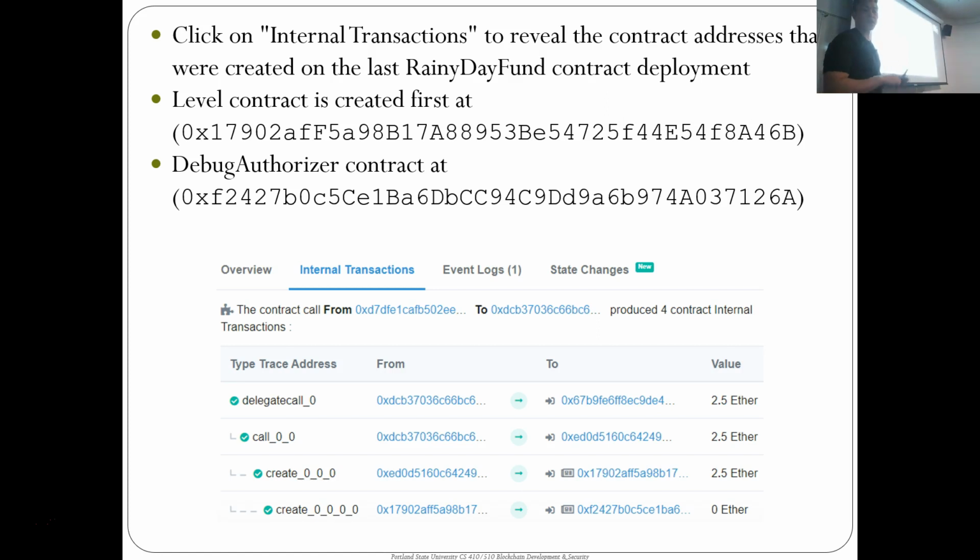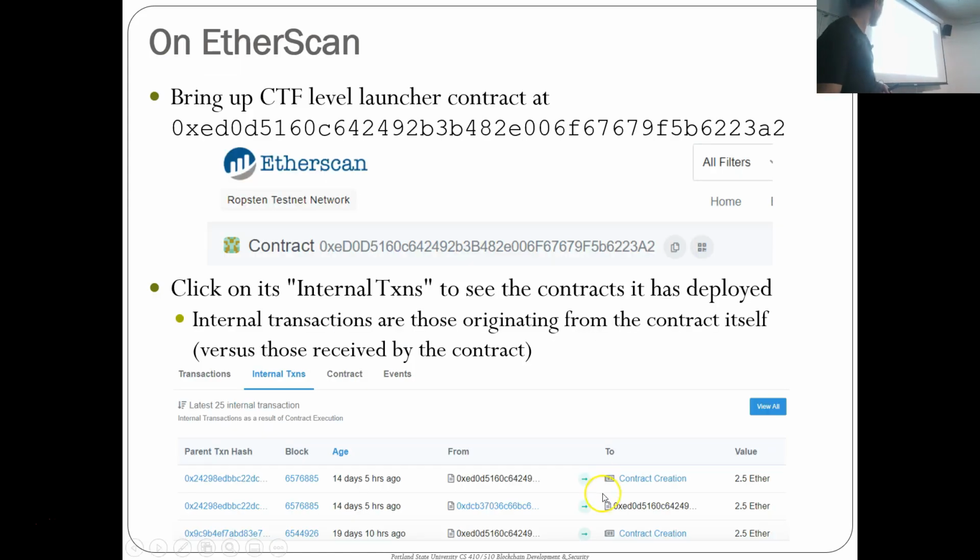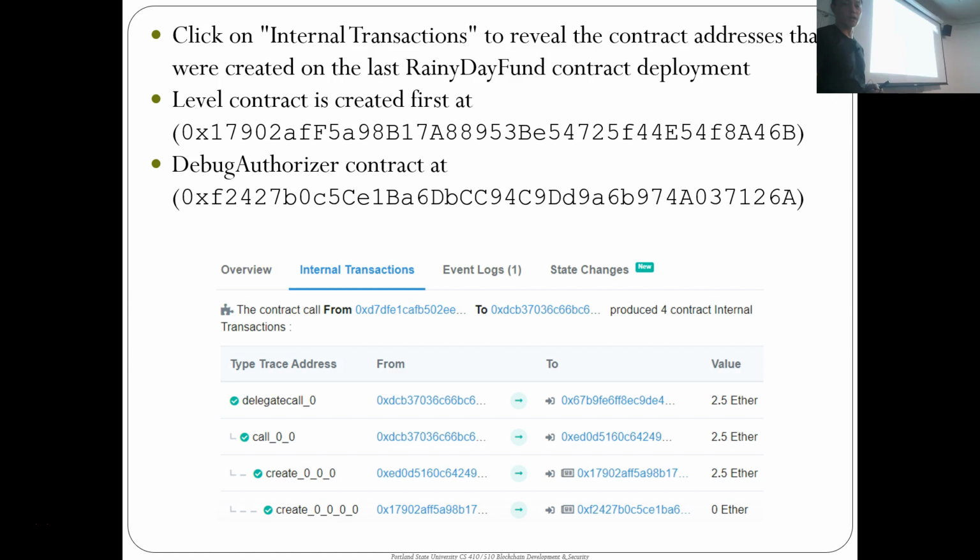And then you can go into the internal transactions to reveal the contract addresses that were created in the last level deployment. So we're going to investigate this contract creation, because now we have to predict what the debug authorizer contract is. This process allowed us to get the level address, but now we need to figure out the debug authorizer contract. If you look into the internal transactions of that contract, you can see what is getting created.